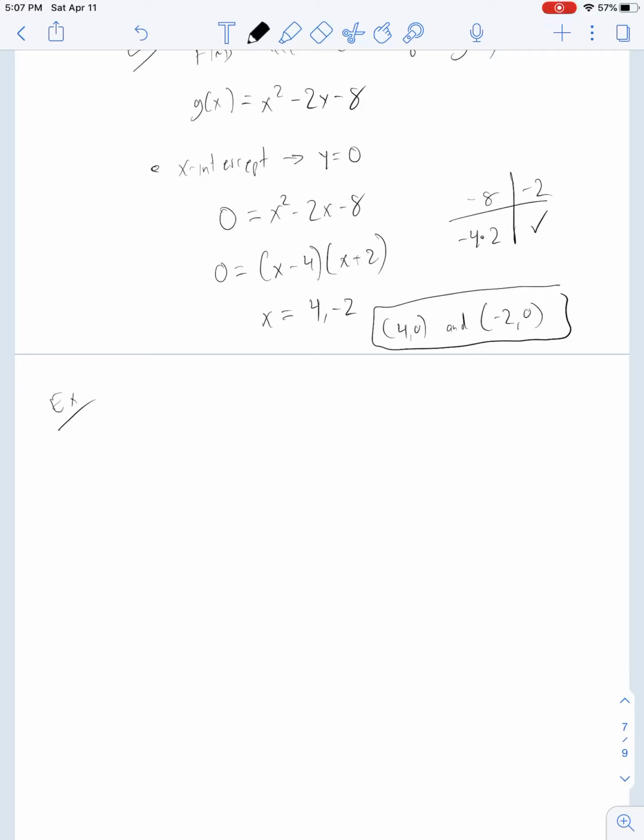We can always check to see, is the given number a 0 to the function. All right. How about example A? Is 4 a 0 to g of x equals x squared minus 2x minus 8.